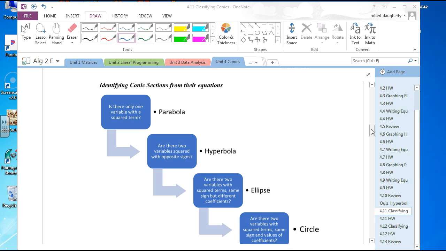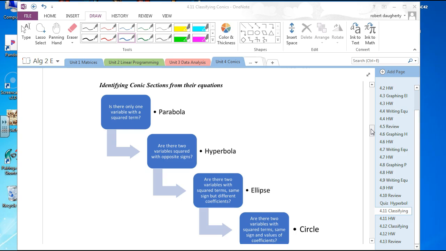I've got two squared terms, but the signs are opposite. That's a hyperbola. Remember, hyperbolas were either the x term positive and the y term negative, or the y term positive and the x term negative. But when they had different signs, that was a hyperbola, okay? The next question is, are there two terms squared and they have the same sign? That is, they're both positive or both negative, but they have different coefficients. That's when I'm dealing with an ellipse, okay?